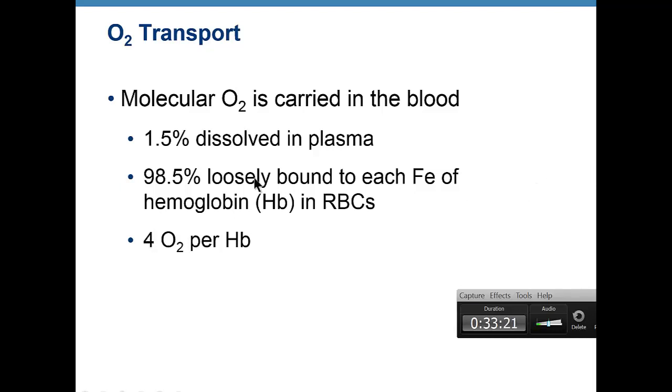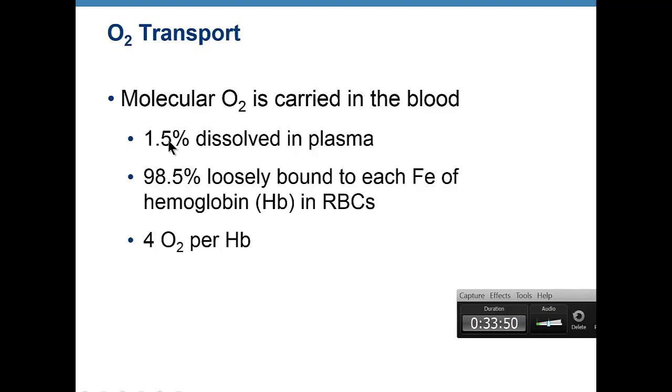So 98.5% of the oxygen is bound to hemoglobin. We have a little bit that doesn't get on the bus. It's just dissolved in our extracellular fluid in the plasma. 1.5% is what's dissolved in the plasma. And this is what we measure as far as looking at an arterial blood gas. We're measuring this value. So arterial blood gases measure the 1.5%.